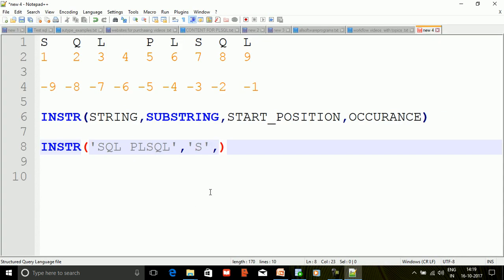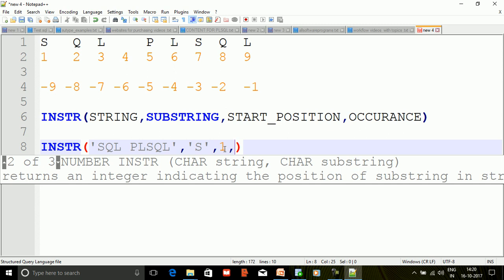Now, what is the starting position you want to check? I want to ask the engine to check from position 1. From here onwards, I want the engine to search all letters. So I am giving position 1. The start position will be 1.